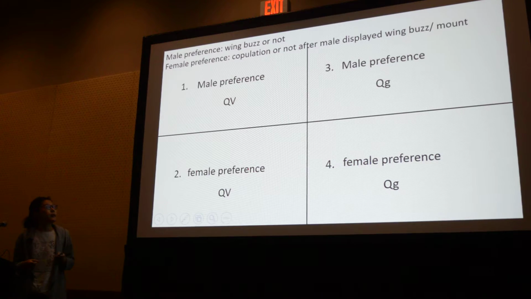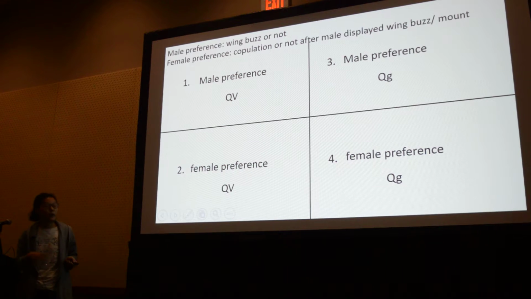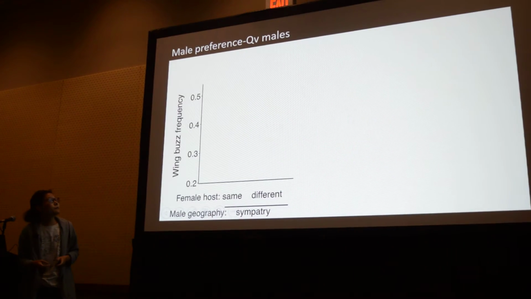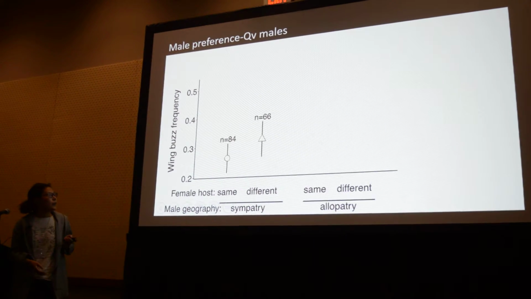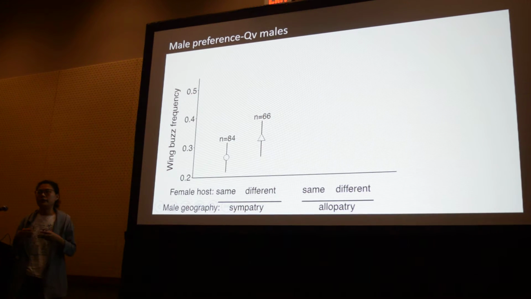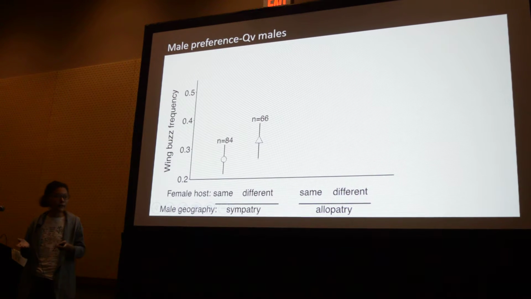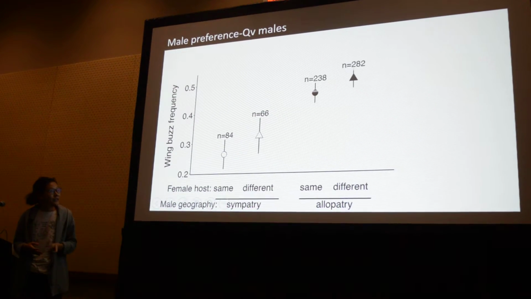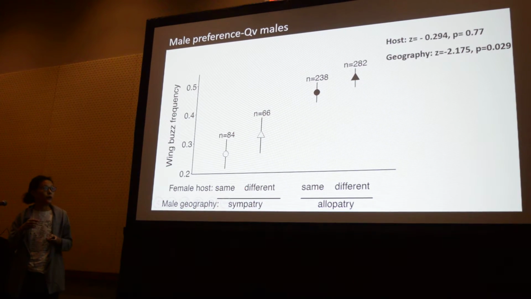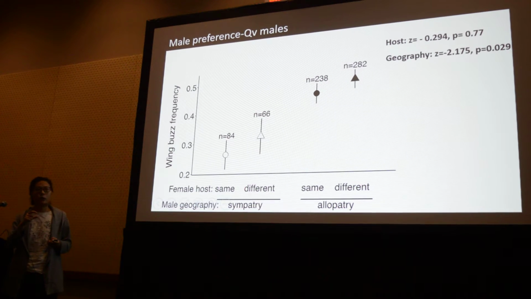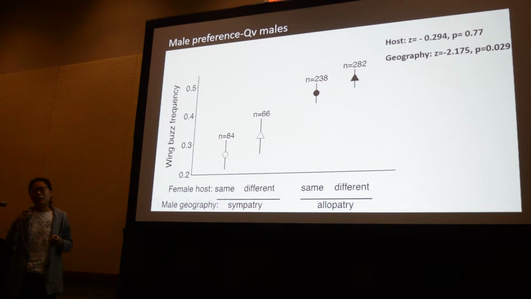So I'm going to divide this mate preference by both sex and different host origin, and I'll go through the results one by one. Here is the mate preference in QV males. As you can see, in sympatric areas, it doesn't show assortative mating based on female host plant. And in the allopatric areas, there's also no assortative mating based on host plant, even though you can see an increase of the overall male wing buzzing frequency in allopatric males.